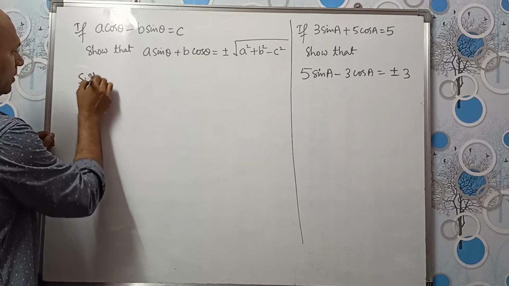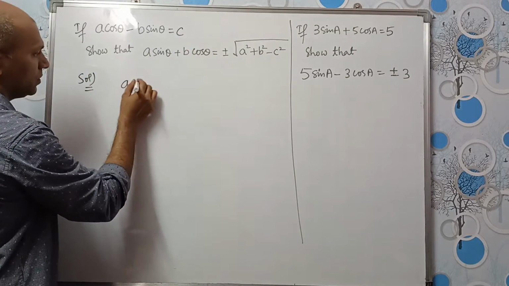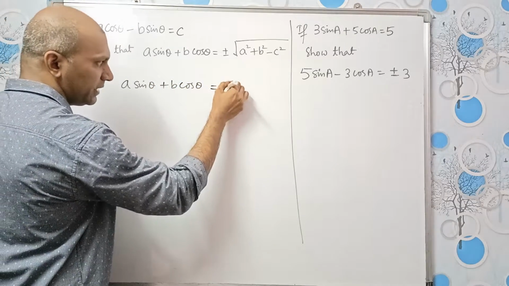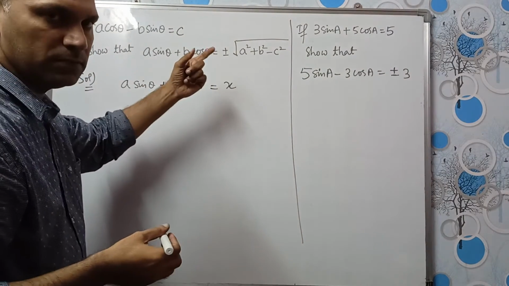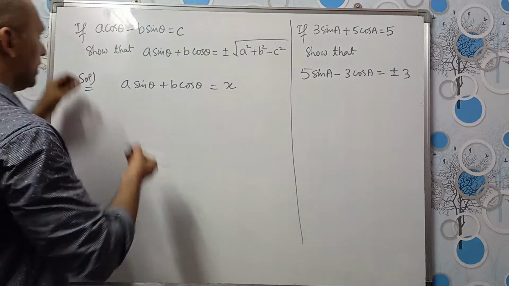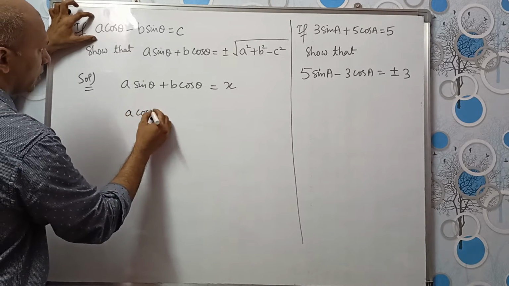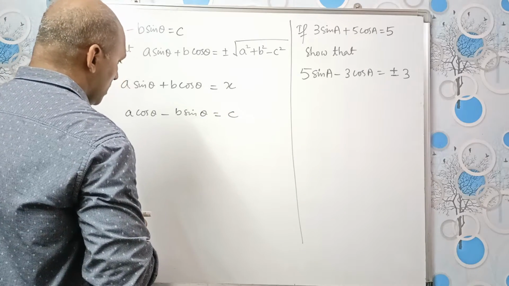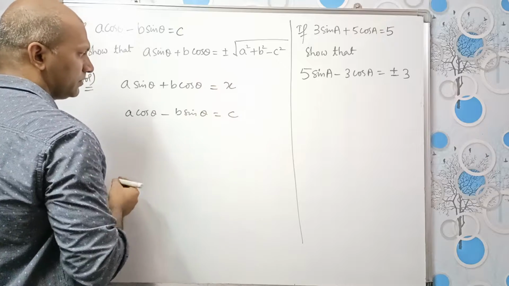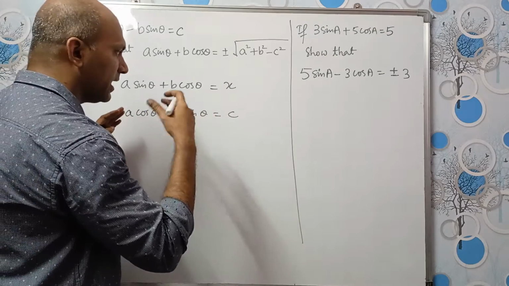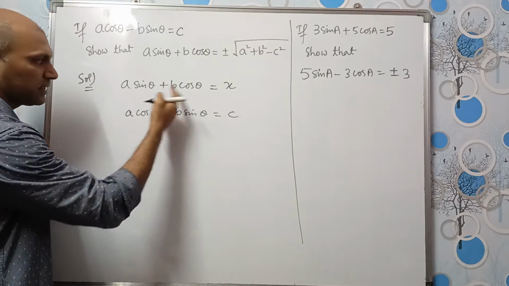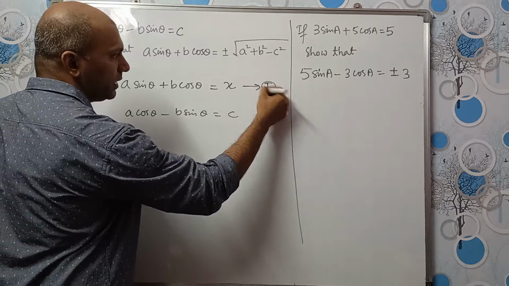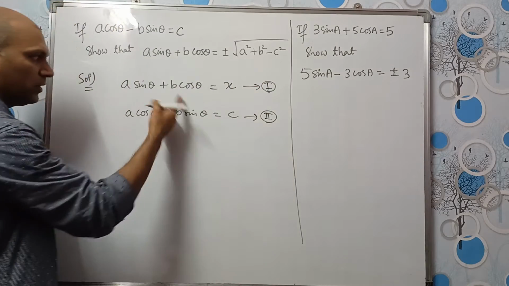See, we need to find this value, right? So a sin theta plus b cos theta, we don't know what it is. Let it be some x. We can take any variable, x, y, z, anything. And it is given that a cos theta minus b sin theta is equal to c. Alright, see, if you square on both sides and add, let us see what will happen. This theta will be eliminated. Let us see how. See, let this be equation 1 and let this be equation 2. Squaring on both sides and adding.